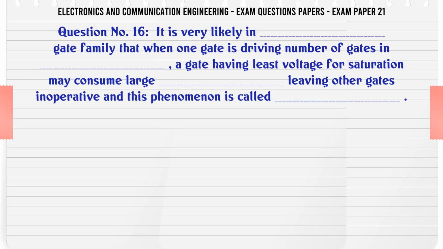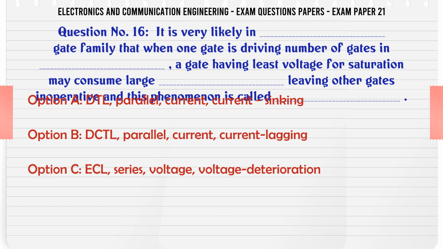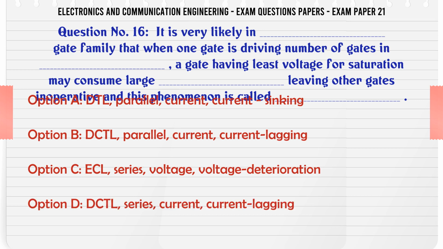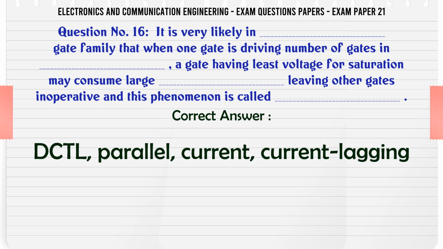It is very likely in a gate family that when one gate is driving a number of gates, the gate having the least voltage for saturation may consume a large current, leaving other gates inoperative, and this phenomenon is called A. DTL parallel current sinking, B. DCTL parallel current lagging, C. ECL series voltage deterioration, D. DCTL series current lagging. The correct answer is DCTL parallel current lagging.